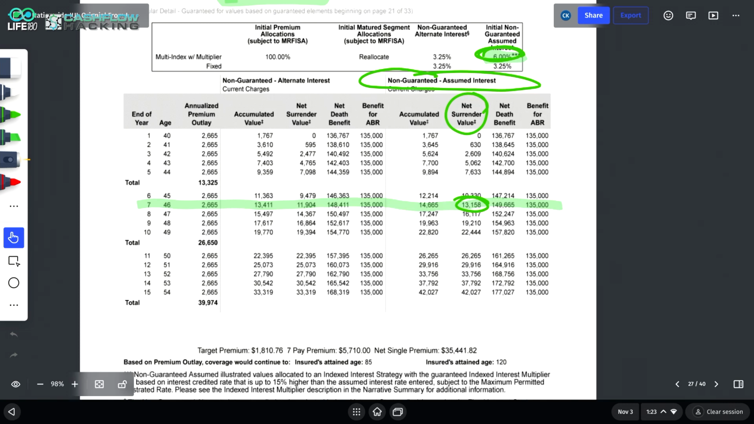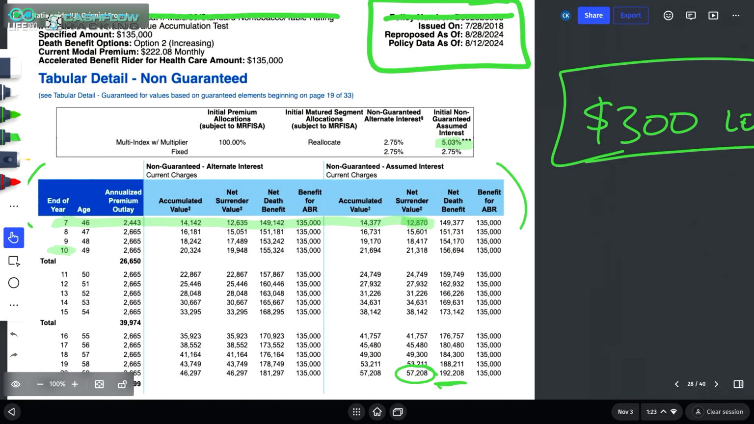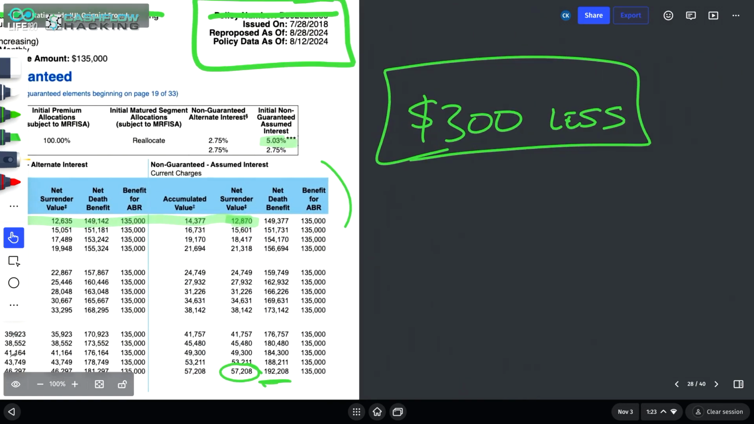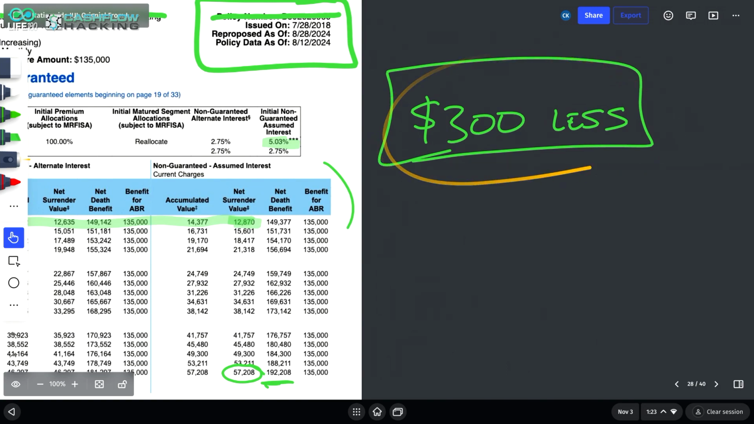But you could see that at the end of year 7, because this is the current, I highlighted year 7 because that's the current in-force year. I want to show this. It's $13,158. Now I'm going to go to the in-force illustration, okay? And year 7, right here, is $12,870. Not crazy, right? It's $300 less at that point in time.